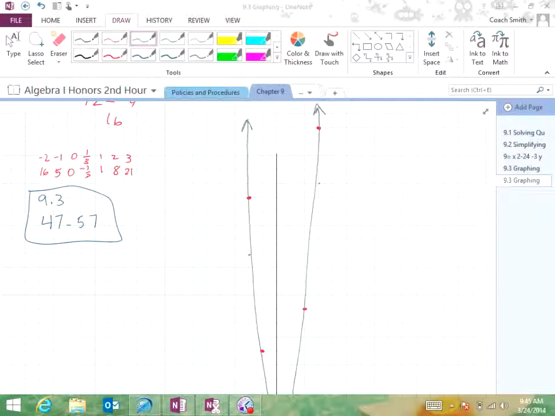Hey, get to work. You still got 10 minutes. How are you going to get the values if you don't have a table? Folks, I am fixing to increase your work. So you can either choose to get to work or you can choose to have more problems that will be a test grade. I'm not asking you to talk.